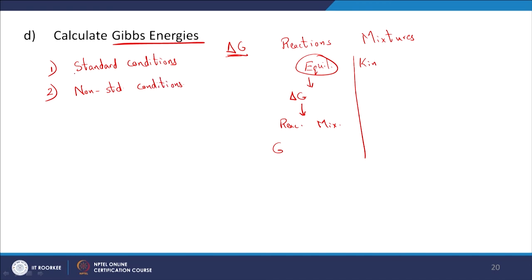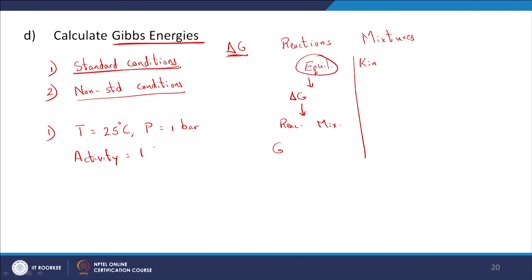So obviously we are going to first discuss the relevant aspects or how to calculate Gibbs energies at the standard conditions, and then we are going to move on to the non-standard conditions. So standard conditions, how do you define them? You could say that when the temperature is 25 degrees centigrade and when the pressure is equal to 1 bar, and now we have a new term called activity. Activity of the particular compound is equal to 1.